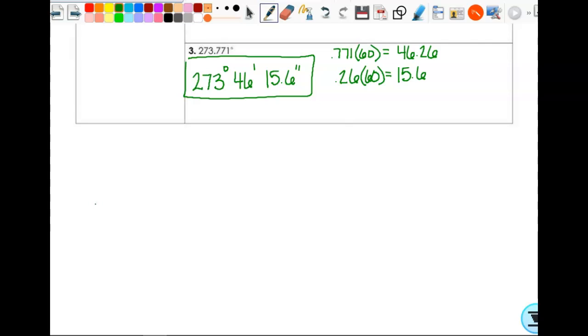So at this step in my calculator, I could just do minus 46, then it leaves me with my decimal, and then I can multiply that by 60, right? Just manipulate your calculator so you get what you need. Any questions at all? All right.